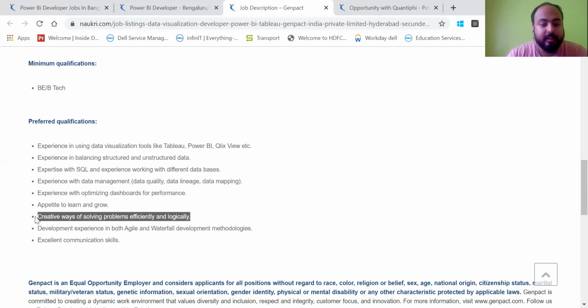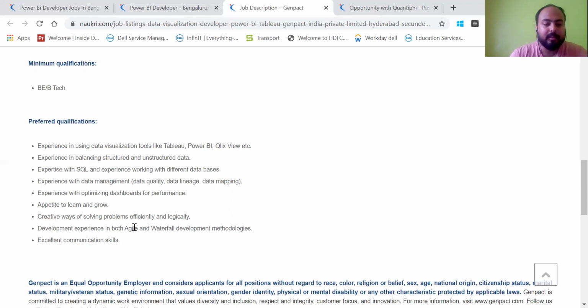Now this is a very, very important point that you should know. Most of the people get rejected for this. You don't know how to solve the problem with the tools. This is one point where everyone should focus. Then development experience in Agile and Waterfall, and then communication skills.